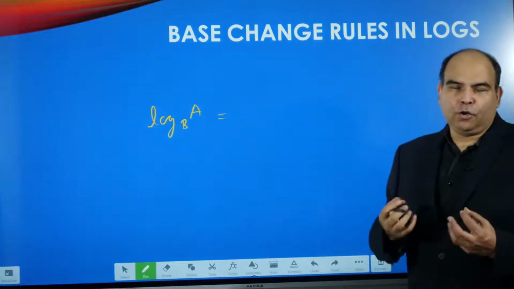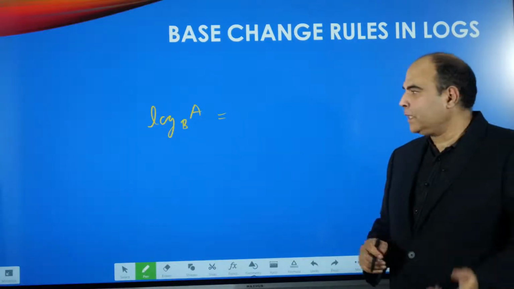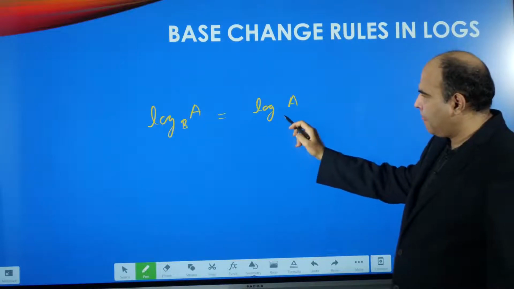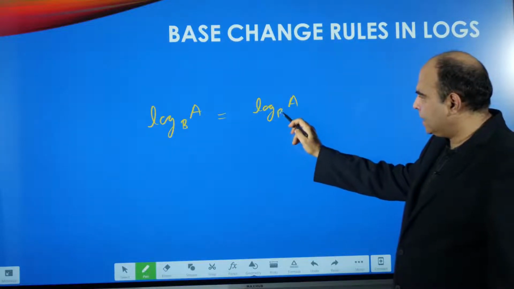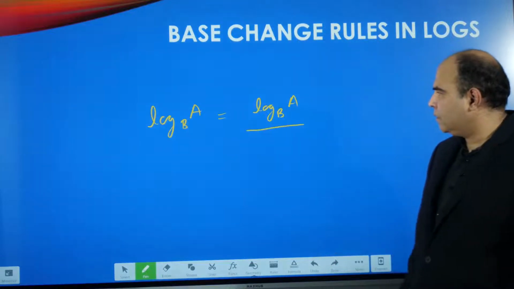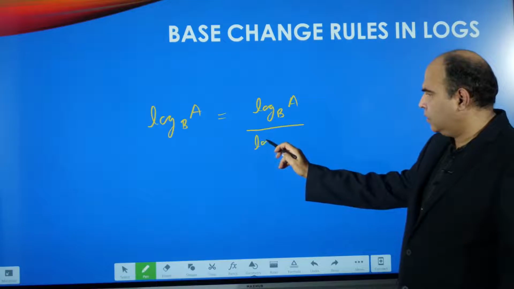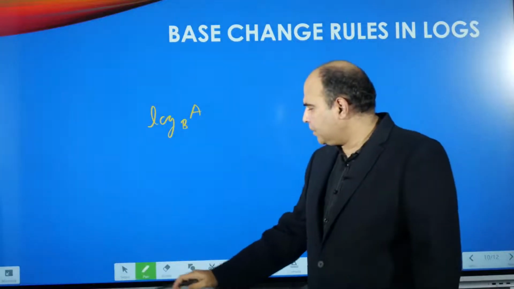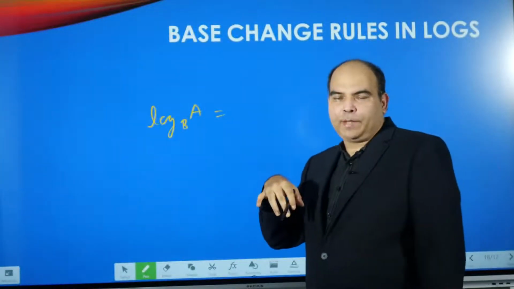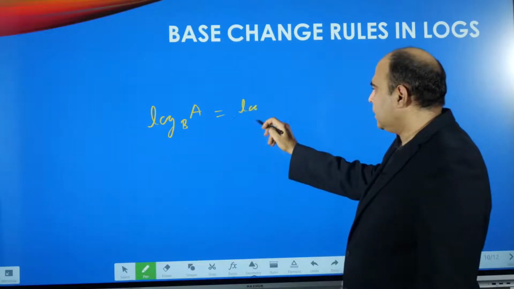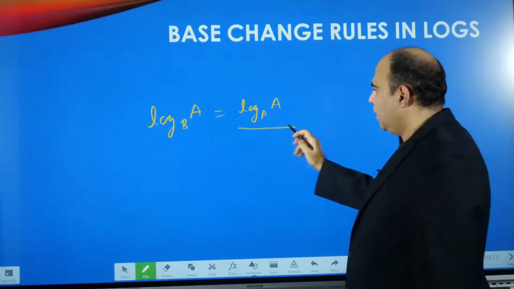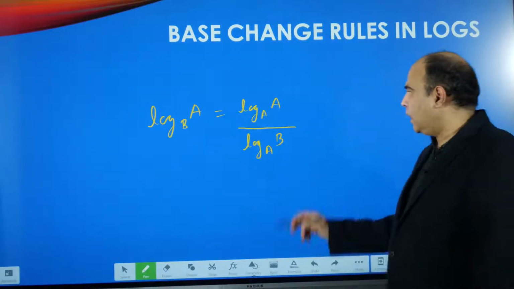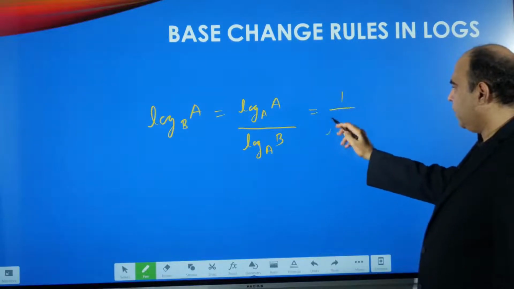what we did was we introduced a new base c. Instead of introducing a new base c, if you introduce a base a, instead of introducing a base b, you get log a to the base a upon log b to the base a, and since log a to the base a is 1, the ultimate outcome of log a to the base b is 1 upon log b to the base a.